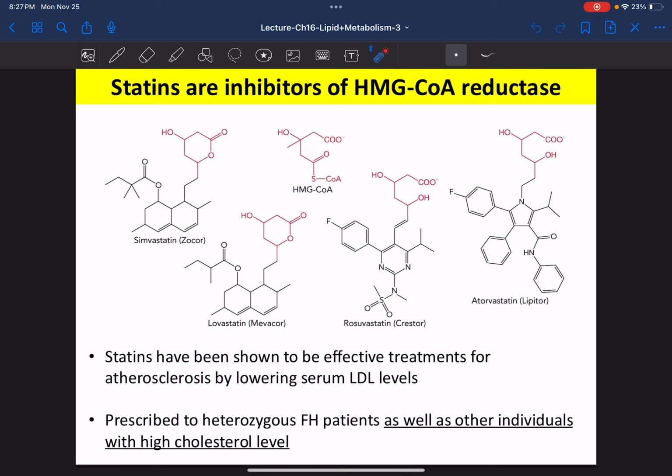So for clinical treatments, statins have been shown to be effective for treating atherosclerosis by lowering serum LDL levels, and statins can also be prescribed to heterozygous FH patients as well as other individuals with high cholesterol levels.